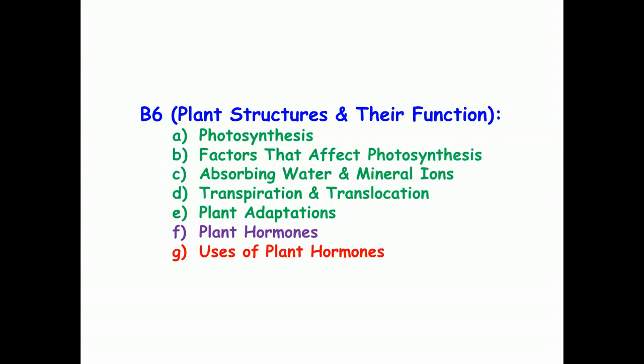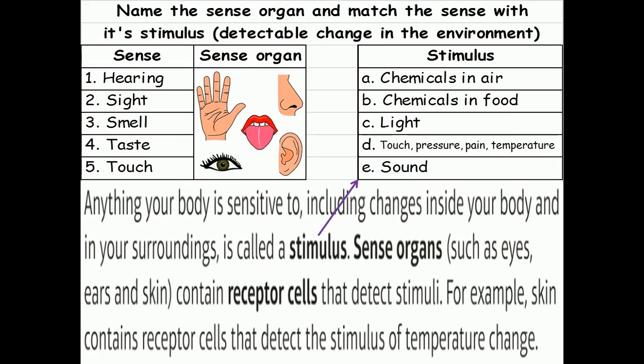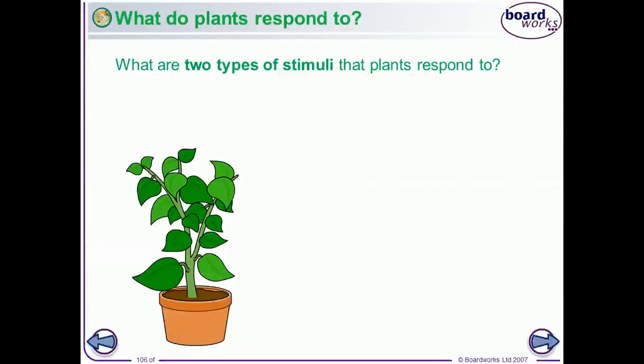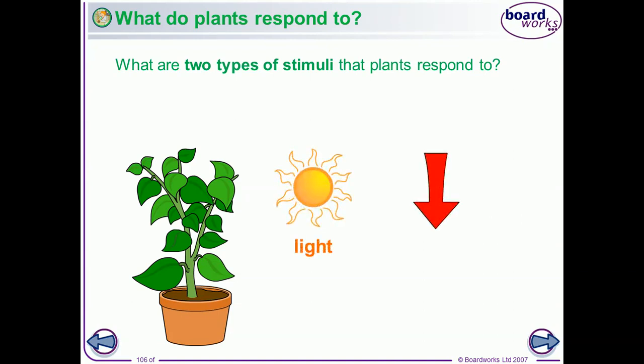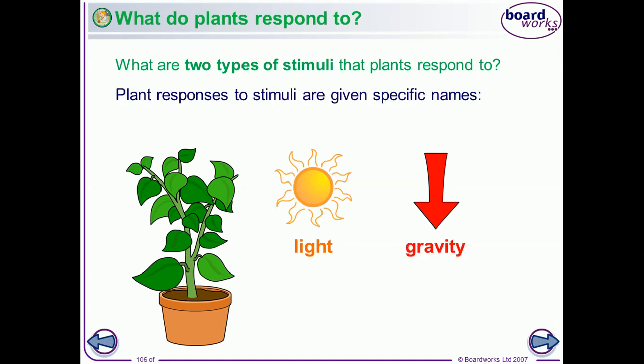Now moving on to the last topic, plant hormones and their uses. A stimulus is a change in the environment that you can detect. Humans and other animals can detect stimuli such as a change in light or sound. But plants have two stimuli you need to know for your exam. They can detect and react to light and also gravity. These responses have names. A response to light is known as phototropism. A response to gravity is known as gravitropism.